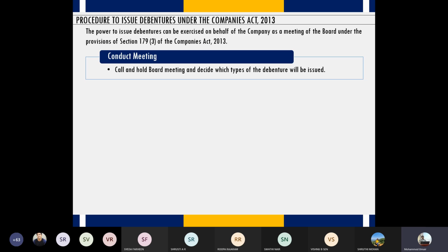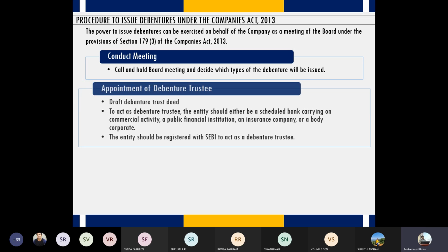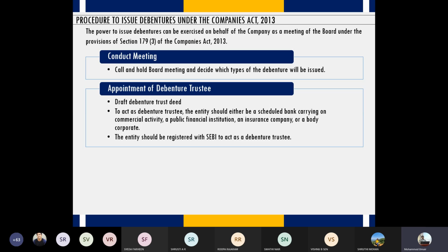So call and hold the board meeting and decide which type of debenture will be issued. You also have to discuss why the company is issuing debentures, what the purpose is, how much money will be collected, how that money will be used, and how that borrowing will help the company to grow in the future, right? All this needs to be discussed. Once the preliminary things are decided, the board of directors should also appoint debenture trustees. Now, these debenture trustees comprise institutions who act as trustees.